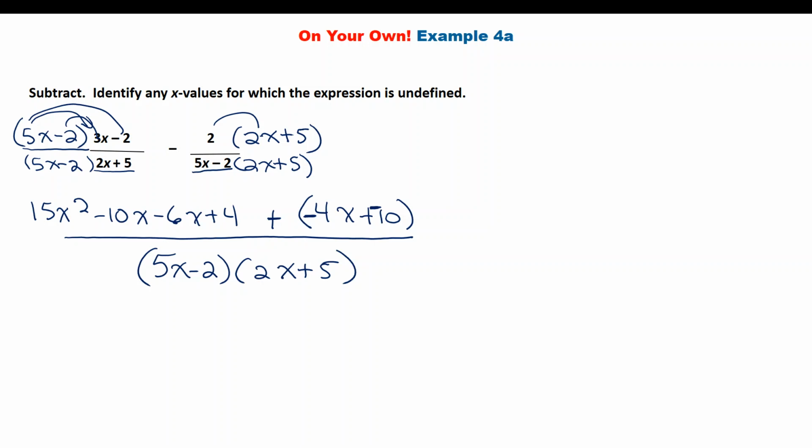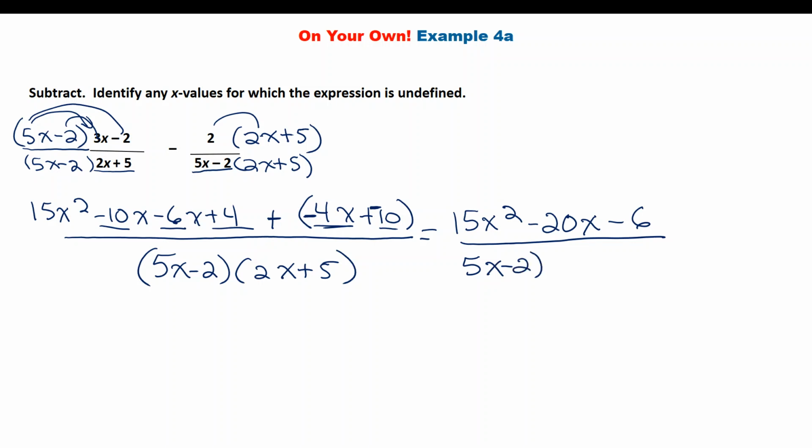All right, so grouping everything together, getting all my like terms together, I see I have a 15x squared. I have a negative 10x and a negative 6x and a negative 4x, which gives me a negative 20x. And then 4 plus negative 10 is negative 6. And all of that is over 5x minus 2 times 2x plus 5. And here's the part, this piece right here is very long, you have to do your quadratic equation, and so I'm not going to make you do that for right now, but usually you will need to go ahead and do it so you can see if there's anything else you can cross out.